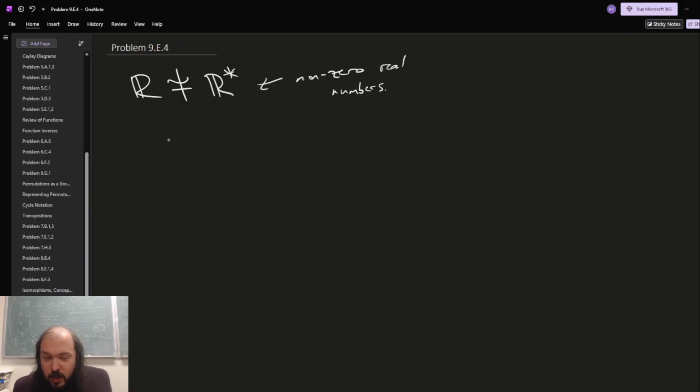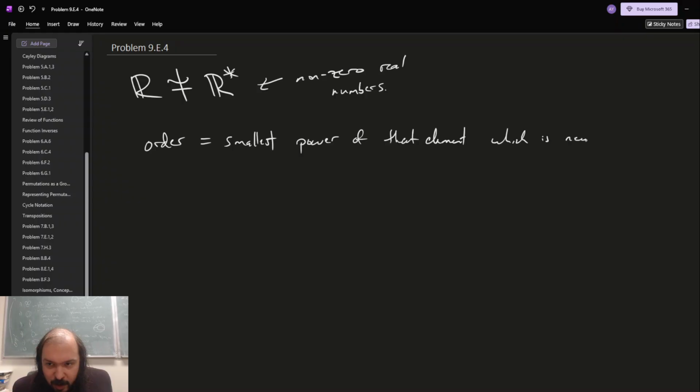Basically, what we do is we realize that if an element on the left has a given order, there has to be an element on the right of the same order. I'm actually not sure that we've talked about order before. So let me just remind us, order means the smallest power of that element which is the neutral element again, if there is such a power. Otherwise, the order is said to be infinity.